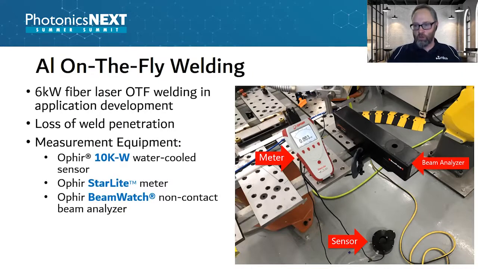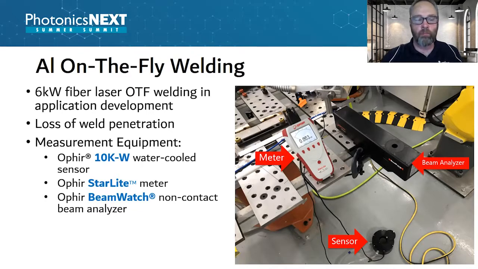You see the measurement equipment pictured here. There's a 10 kilowatt water-cooled sensor at the floor there. We had a relatively long focal length lens that we're dealing with. So we had to keep the power density low at the sensor, coupled with a meter. In this case, it was a Starlite meter, and then the BeamWatch beam analyzer to analyze focus shift.